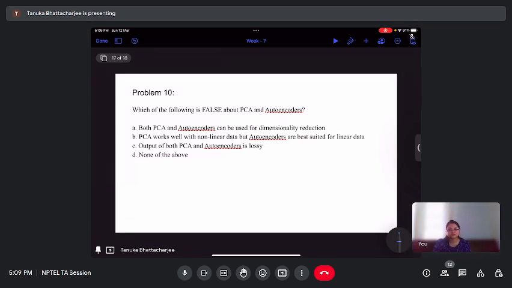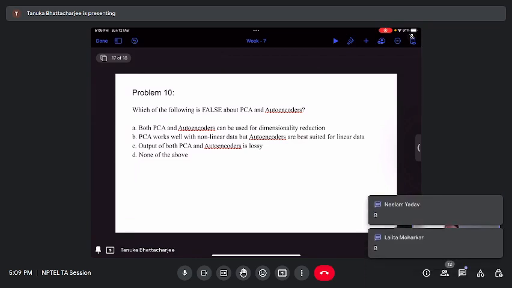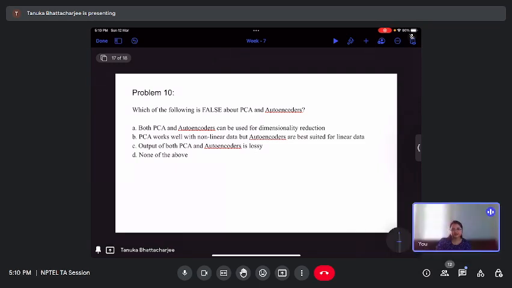Option B, madam. Yeah, correct. Option B is the correct answer. So, PCA is basically a linear transformation because we are just projecting along a vector, along the projection direction, that is just a linear combination that we are performing. So, that basically works well with linear data. But in autoencoders we can have multiple layers with non-linearities in the neurons. So, non-linear data can be well handled with autoencoders.